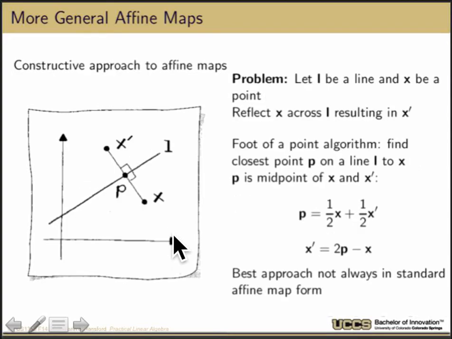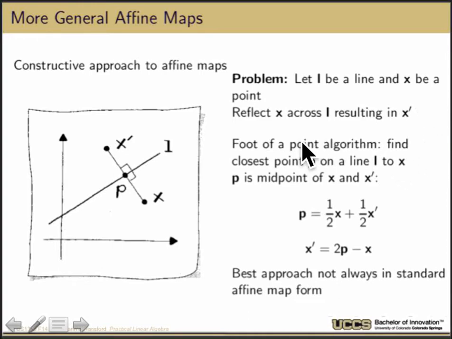So if we want to construct affine maps for other questions, we can just think about what those are and then combine rotation, reflection, scaling, skew, and translation. So if I let l be some line and x is a point, and I want to reflect x across the line, resulting in x prime, this is, again, an affine transformation.